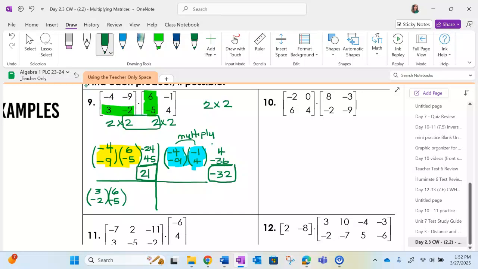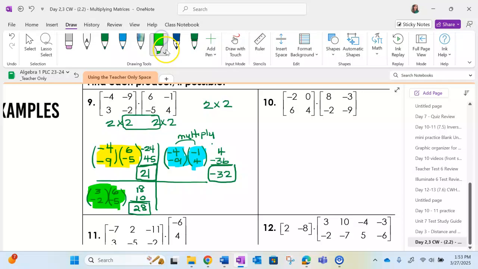Now we're going to multiply. 3 times 6 is 18. -2 times -5 is 10. I'm going to add them up and I get 28. Okay, these are green. All right, let me erase.